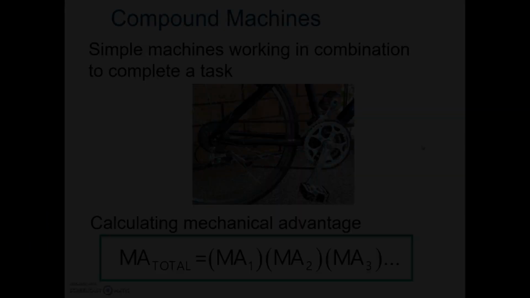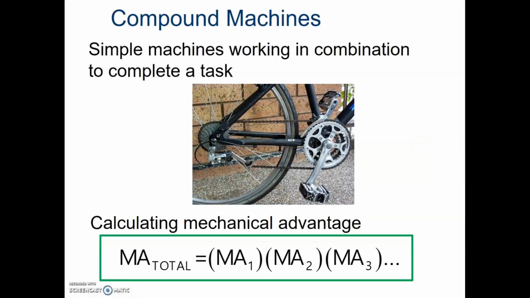Ever. So our compound machines are essentially just simple machines that are all working together to complete some sort of task. A bike is a great example. There's wheel and axles in there. There's gear trains. There's a lot of good stuff.